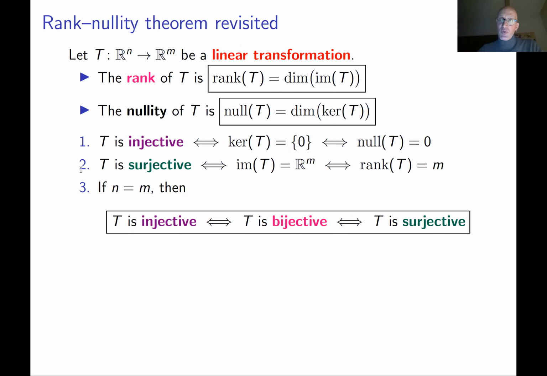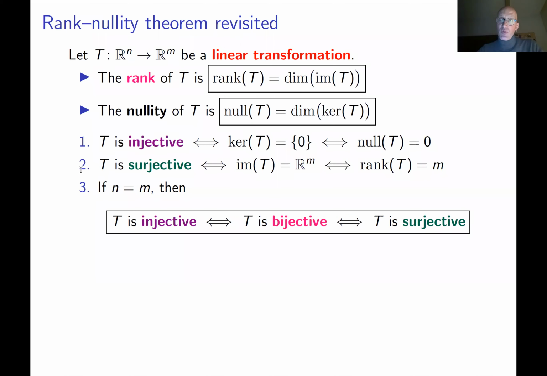Okay, the detailed proofs of all of these facts are in the lecture notes, but they are very intuitive, and I strongly suggest you try to prove them by yourself. And finally, our favorite result, the rank nullity theorem. If you have a linear transformation from Rn, then its rank plus nullity is n. Okay, good.